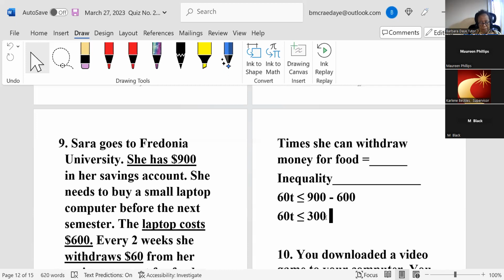Okay. But you said the times she can withdraw, that was the 5, and you both had that correct. Because 300 divided by 60 is 5, right? Yes. So T less than or equal to 5.